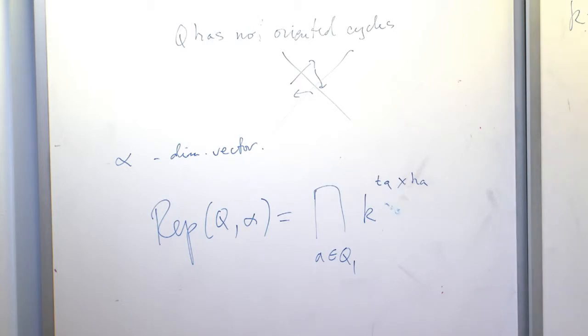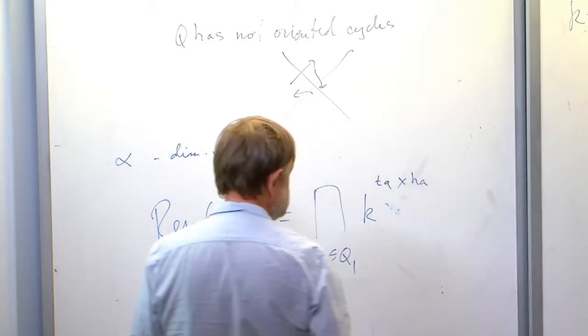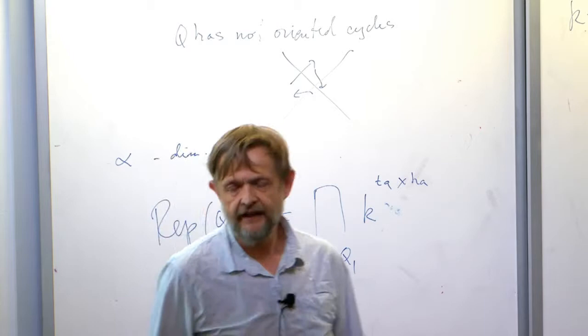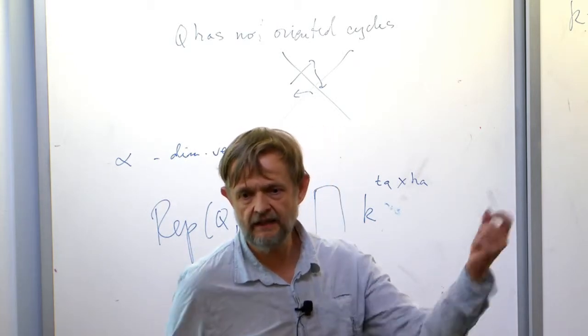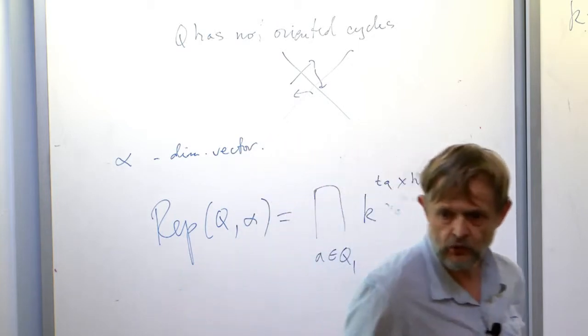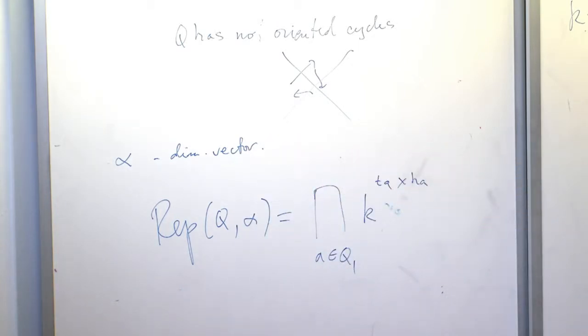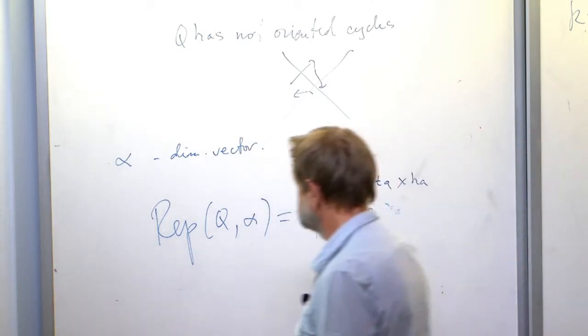But now you see, if I have no oriented cycles, then let me just tell you right away, I will not have any GL invariants. Because basically, if I have any representation, I can scale it. 0 is in the closure. There will be no constant GL invariant. So we take so-called semi-invariants.